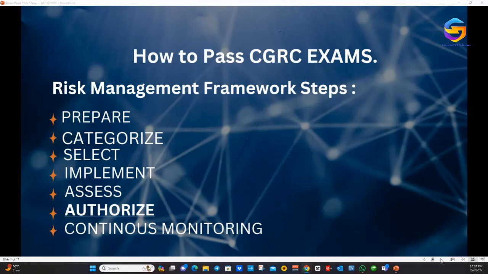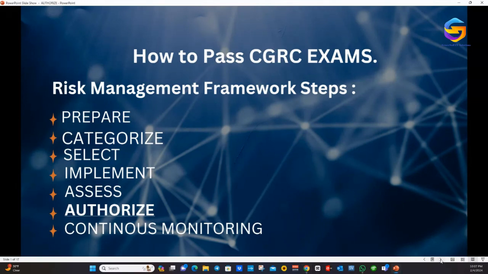So far, we've tackled up to, let's say, the third, because we have 5 tasks under the authorization step. We've looked at the authorization package, the risk analysis and determination, the risk response, and now we want to talk about the authorization decision.